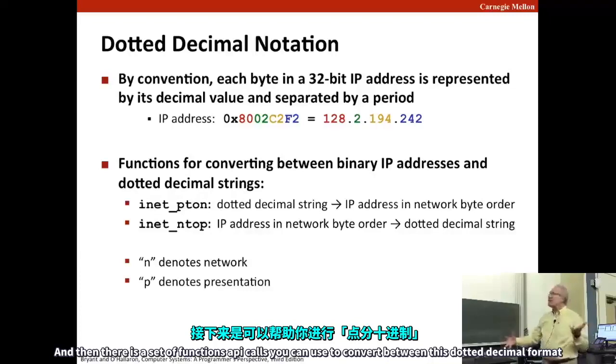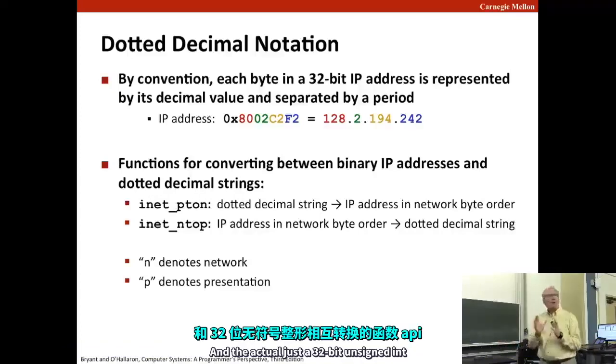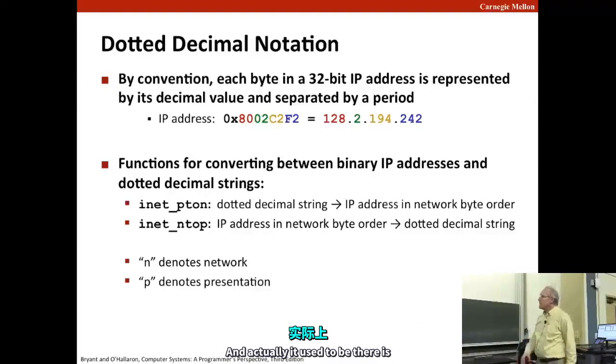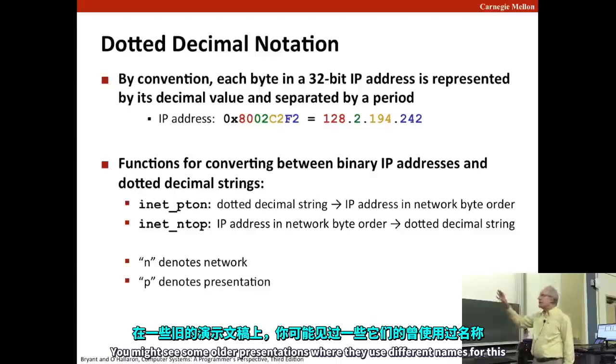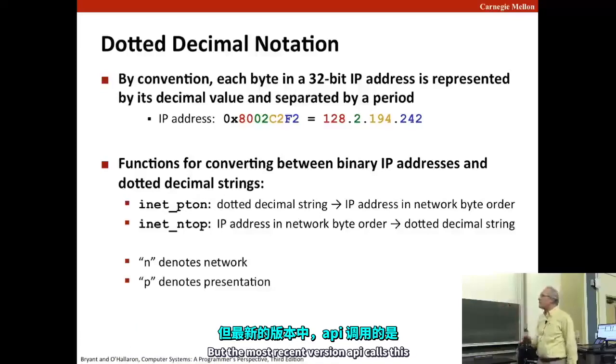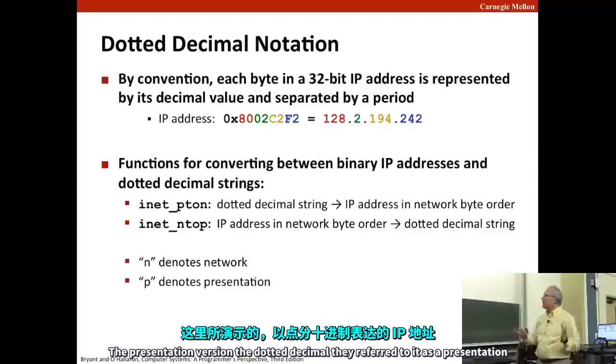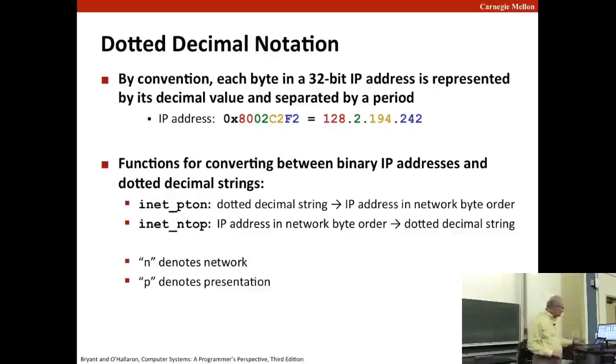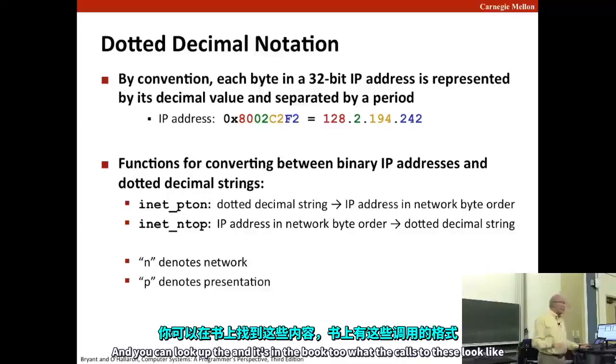And then there's a set of API calls you can use to convert between this dotted decimal format and the actual 32-bit unsigned int. You might see some older presentations where they use different names for this, but the most recent version of the API calls the dotted decimal the presentation version. And you can look up in the book too what the calls to these look like.